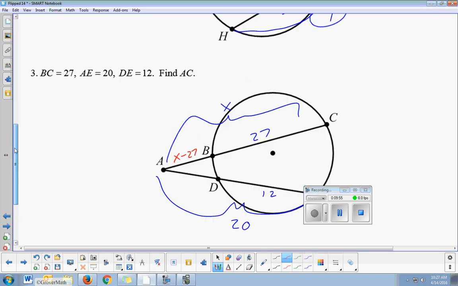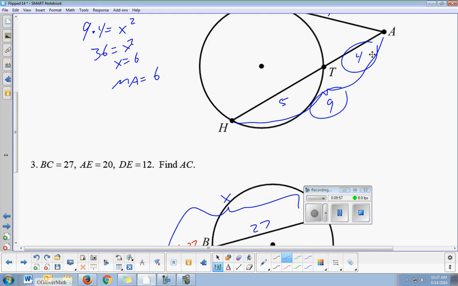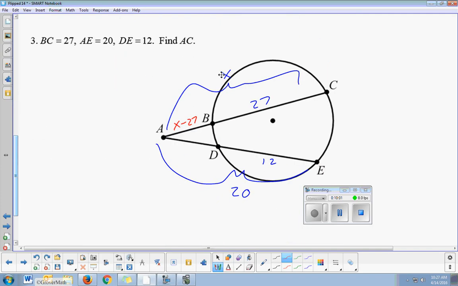Because you can get a part by doing the whole minus one part gets you the other part, right? If we look at this up here, 9 minus 4 was 5, and 9 minus 5 is 4. The whole times a piece is the other piece. So this is going to be my whole times outside here, x times x minus 27. And then whole times outside over here is 20 times, again, I don't have something here, but this is a little bit easier because 20 minus 12 is 6. So that would be 20 times 6.